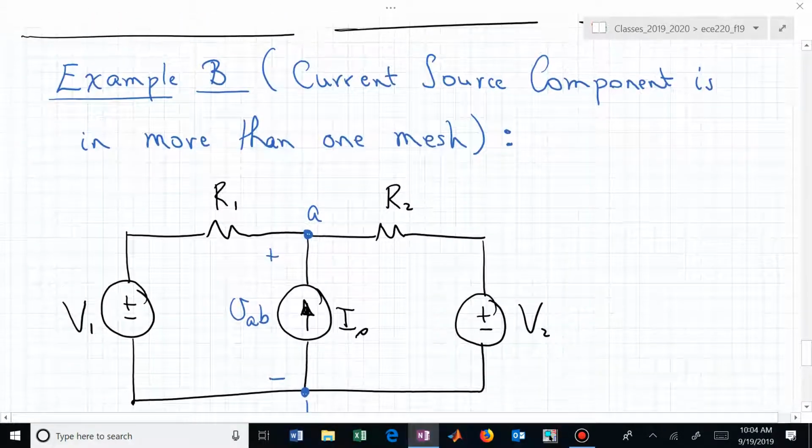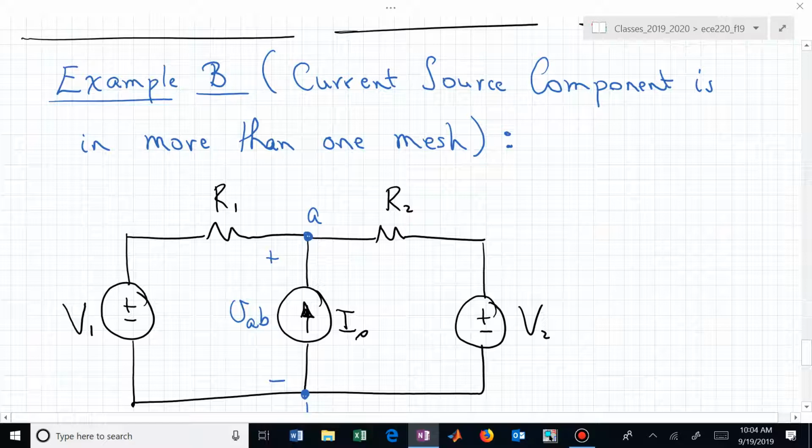Now, how could I change that up? Well, suppose we have this problem, and now the current source component is in more than one mesh. Do you see that? It's now shared between the left mesh and the right mesh. The current source is in between those meshes. So it's in more than one mesh. That's what I mean by, is the current source component in one or more meshes in the circuit?